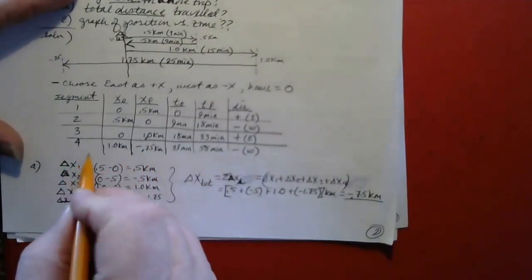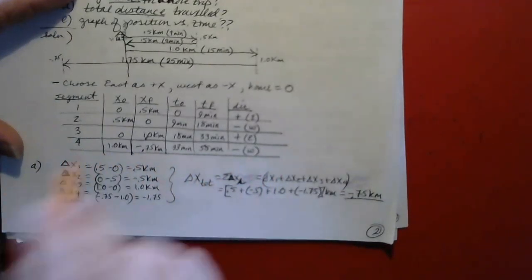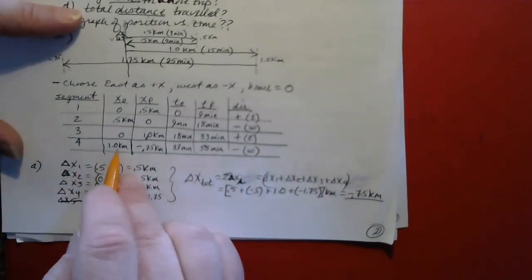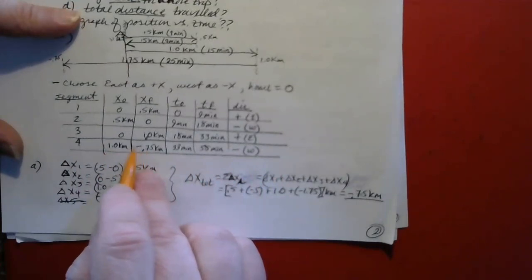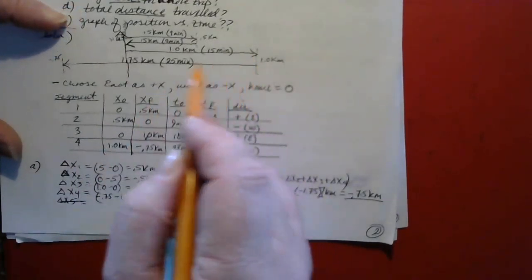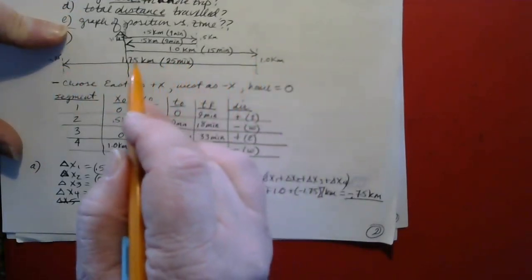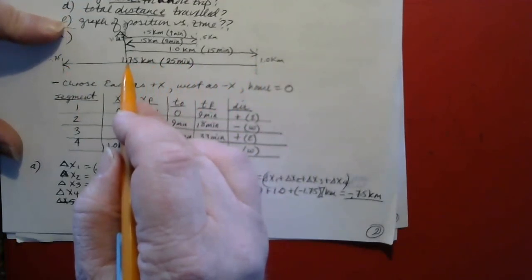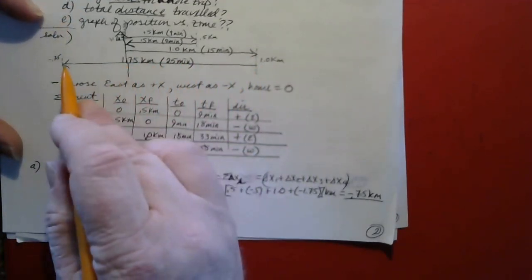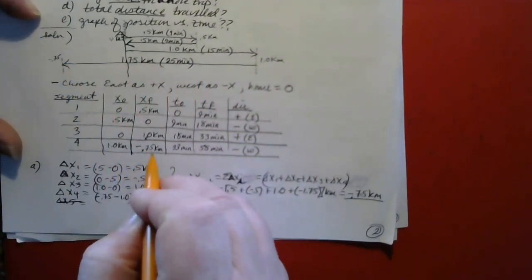The fourth segment of the journey starts at the 1 kilometer mark, and it ends up at the negative 0.75 kilometer mark because she went backwards 1.75 kilometers. So 1 kilometer to the west takes her back to the 0 point, but she's still got 0.75 kilometers to go beyond that. So she ends up at negative 0.75.